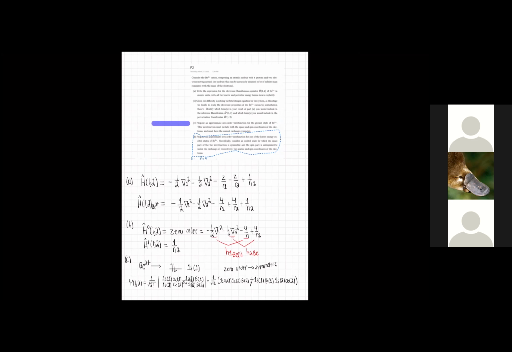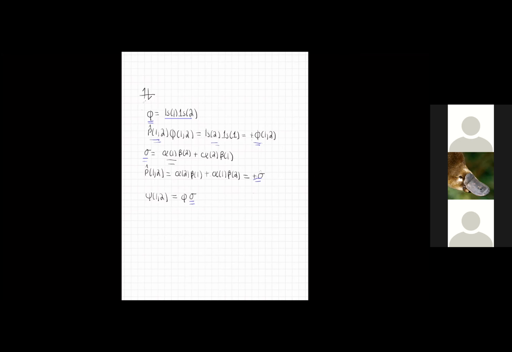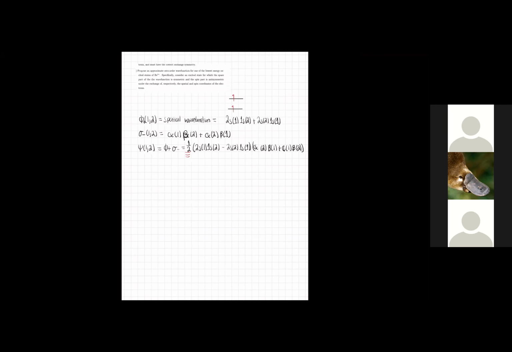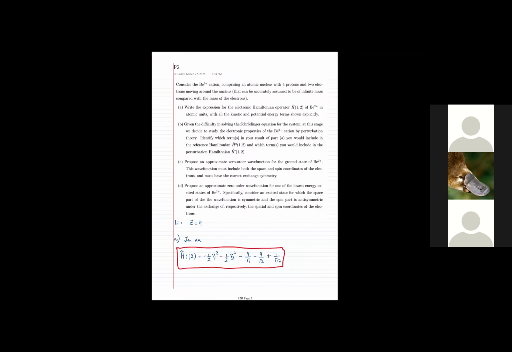Okay, it wants the wave function. So one part is symmetric while the other is anti-symmetric. So let me just copy this. I'll tell you what it is. Let me see what I did for this one. Just give me 1 second. Let me also check what you, okay, yeah, forgot the radical.